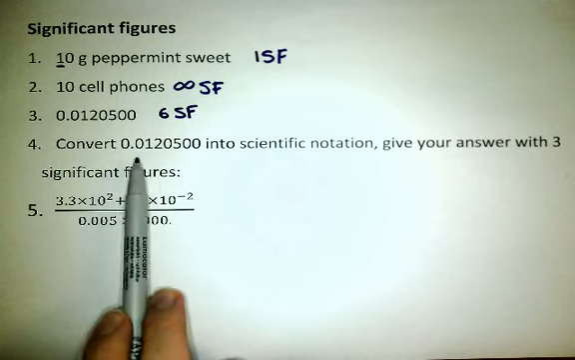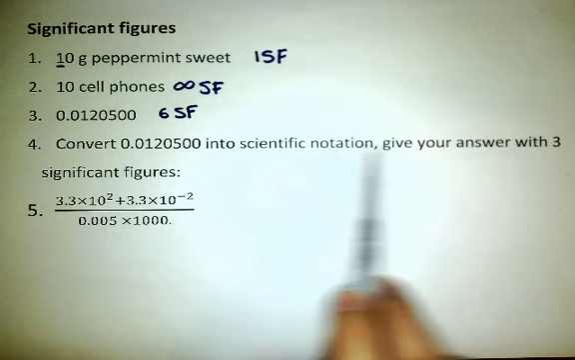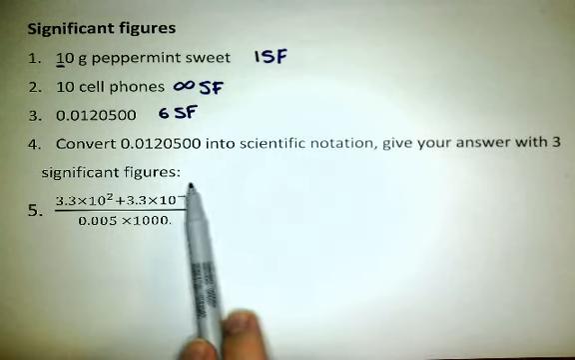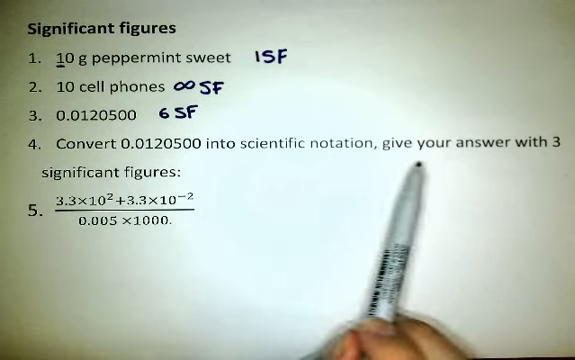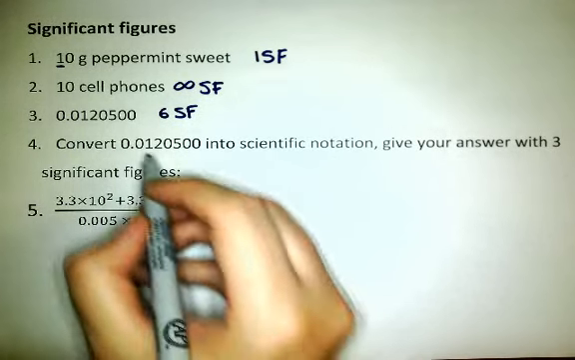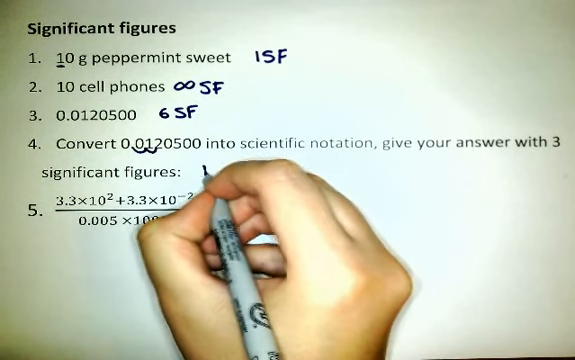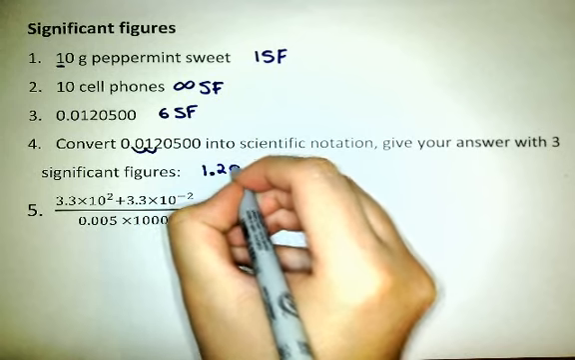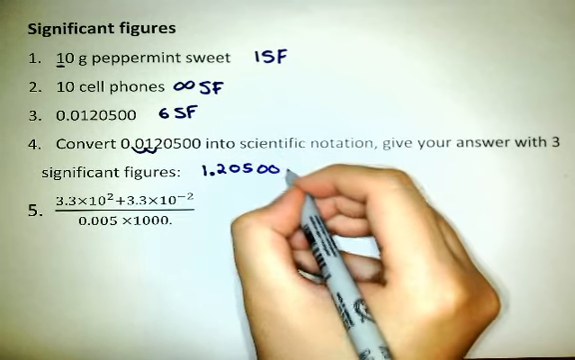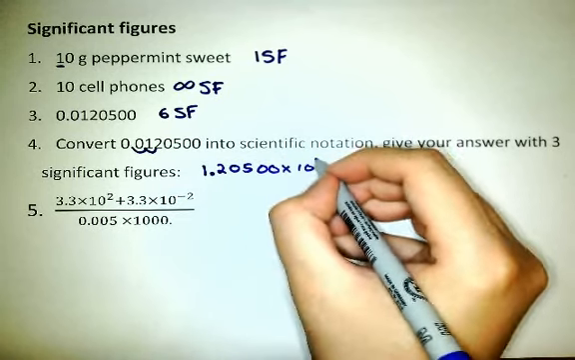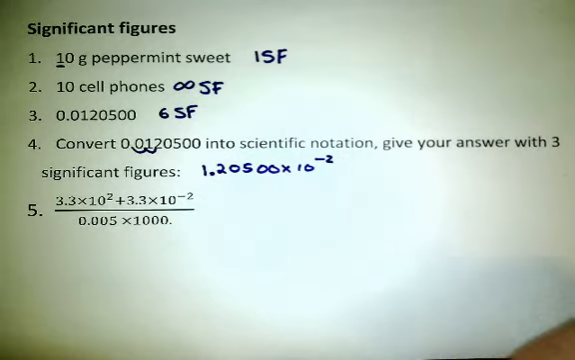The next question is asking you to give an answer in scientific notation to three significant figures. So let's quickly convert this into scientific notation. It would be 1.20500 times 10 to the minus 2.